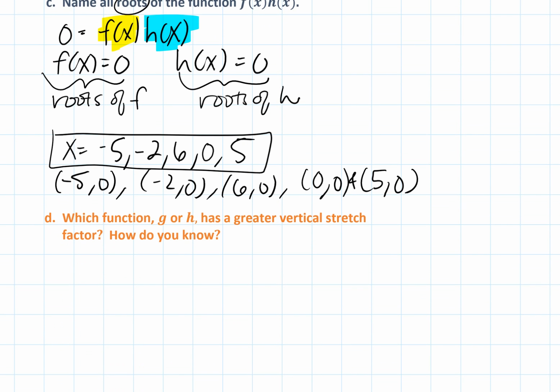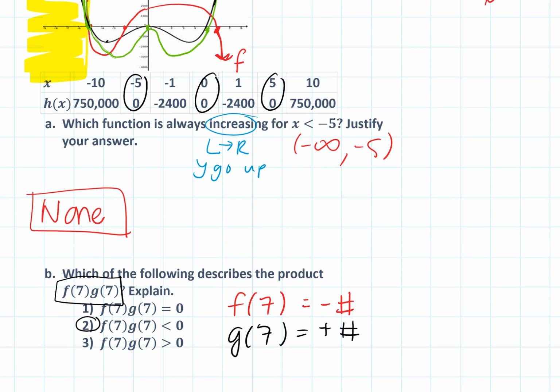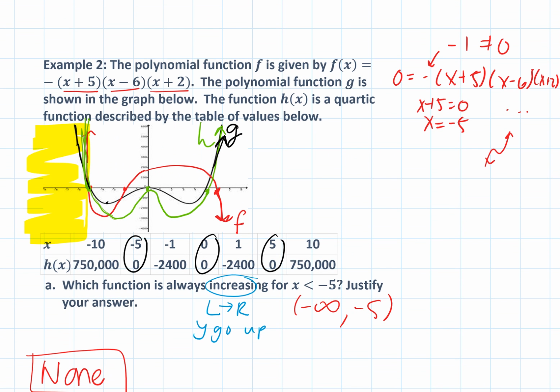All right, last question. Which function g or h has a greater vertical stretch factor? How would you know? Well, that means g of x is a times x to some power. In standard form, we're comparing their leading coefficients. That's what stretches the function up or shrinks it down. Okay, let's take a look at g. G is this function graphed. We don't actually have its equation written out. If g of x were written as some number times x to a power, we could just look at its number here and then compare that leading coefficient to h's, but we don't actually have the equation for either of them. So let's compare a point.